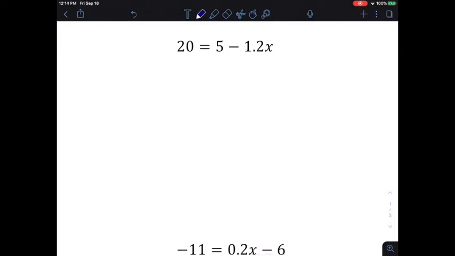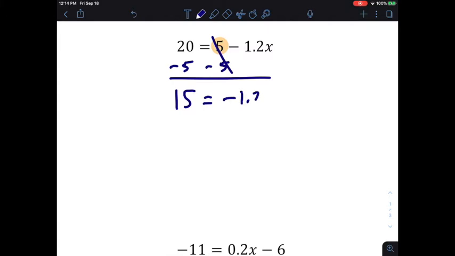All right, here we have a decimal. So we're getting a decimal involved. So the furthest thing away from the variable is that 5. So what I'm going to do is subtract 5 because it's a positive 5. So 20 minus 5 is 15. Those 5's cancel each other out. And so again, really careful, that minus 1.2x becomes a negative 1.2x. And then I'm going to divide by negative 1.2.